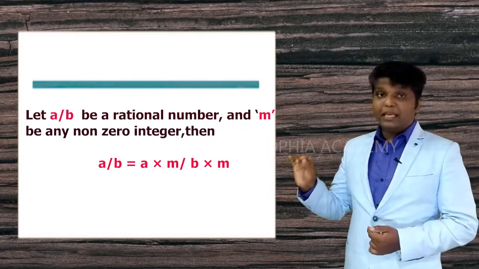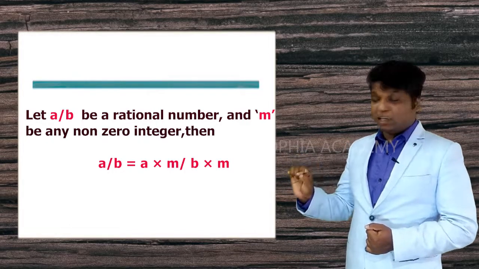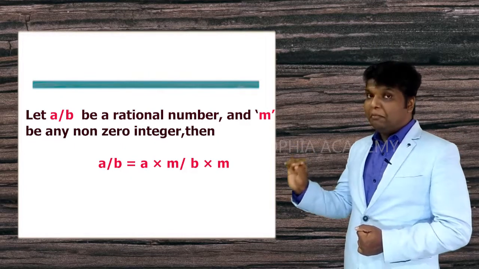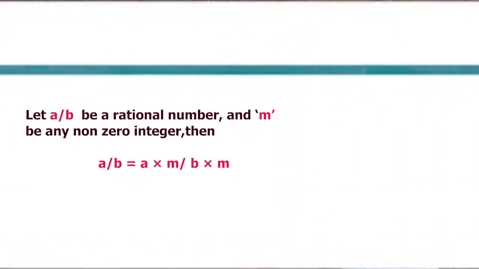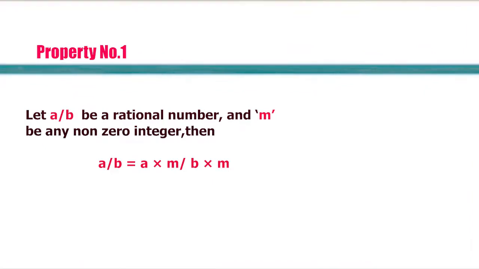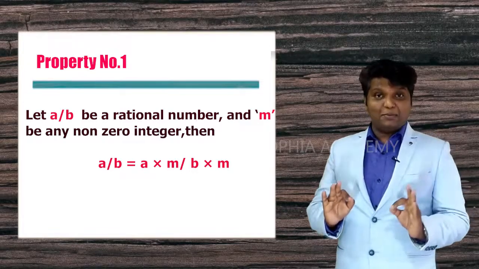If m is a non-zero integer, then a by b is equal to a multiplied by m divided by b multiplied by m. That is the first property. You might not have understood what I have said right now, because it's full of statements. Let me explain that in a simple way.